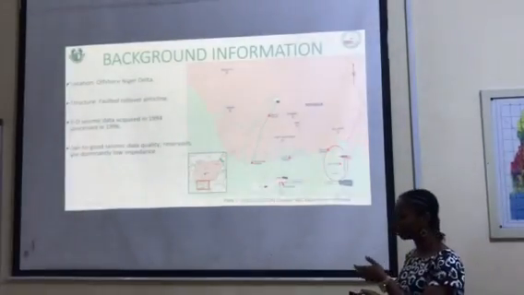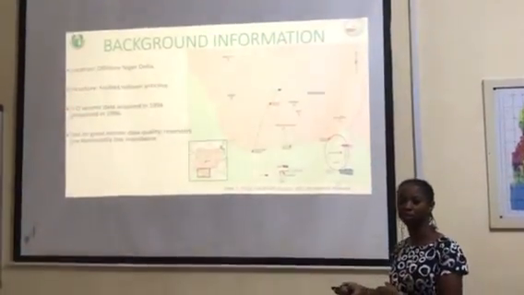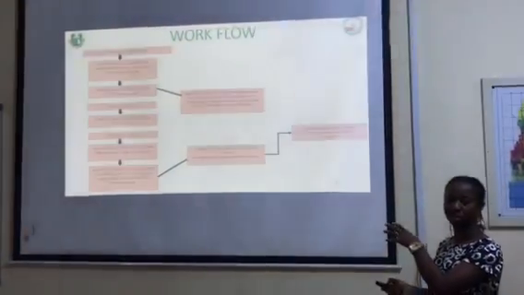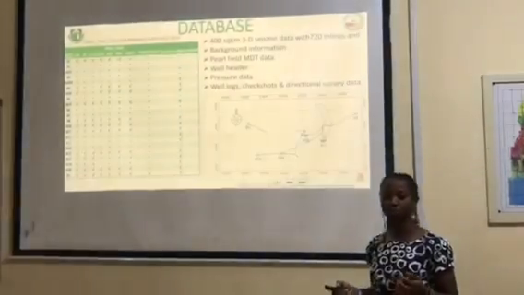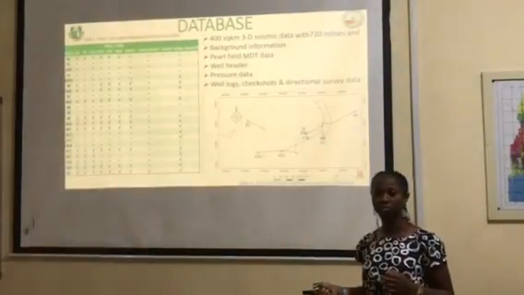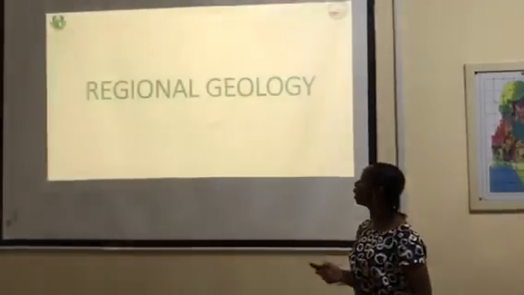The background information of XYZ field is that it's an offshore field located in the eastern part of the Niger Delta. This is a schematic diagram showing our workflow. For our database, we were provided with 22 wells. Out of these 22 wells, 10 wells had no logs. We were able to make use of 8 wells for our correlation.